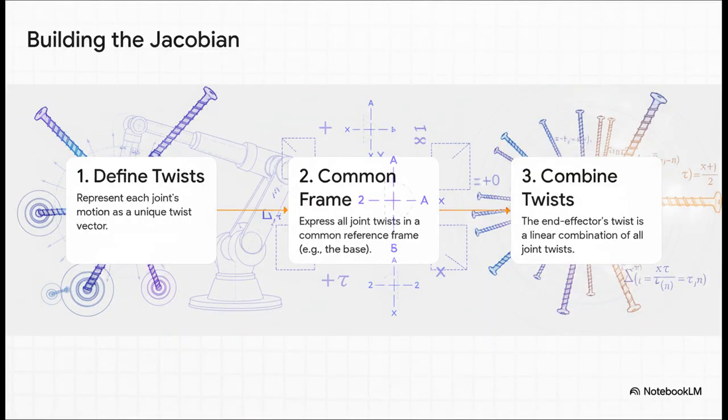And building it is incredibly logical. Check this out. Step 1, you figure out the twist that represents each joint's motion. Step 2, you use some simple coordinate transformations to make sure you're describing all those twists from the same point of view, usually the robot's base. And then step 3, the final motion of the end effector is just a simple combination of all those individual twists. It's a direct geometric process.